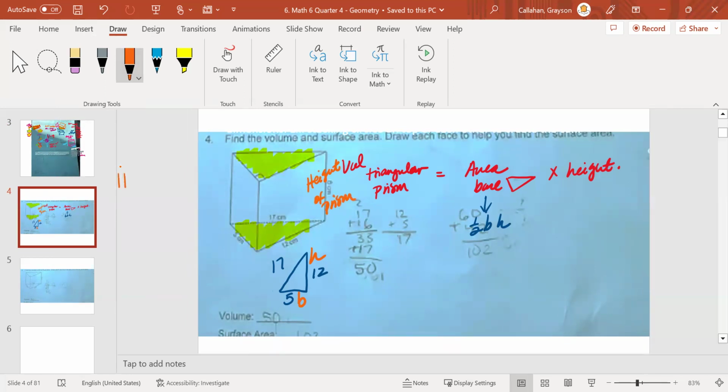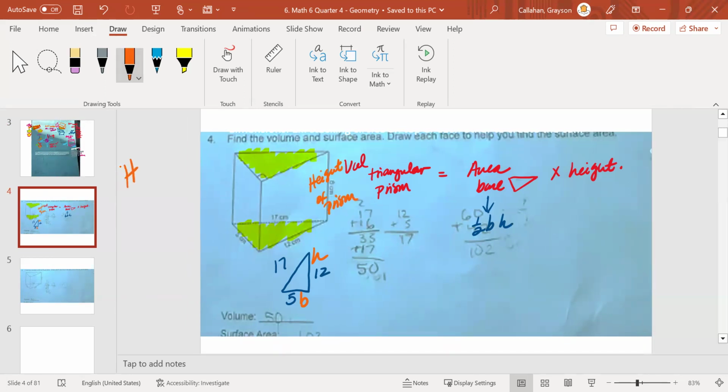The prism. Capital H is going to be the height of the entire prism, right? Little h is the height of the base, which is a triangle. Does that make sense? You have to make sure you know the difference between the two.